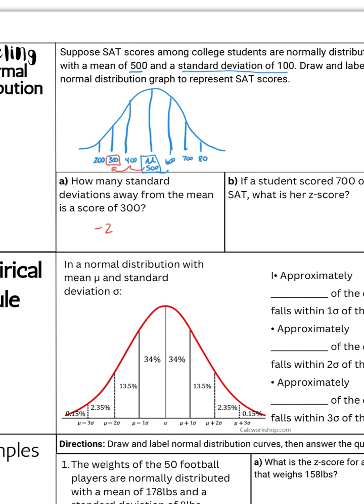If a student scored 400 or 700 on the SAT, what is her z-score? So if I start in the middle, I go up, this is 1, z is 1 here. I go up 1 more, and z is 2 here. So z is equal to 2. And let's just say 2.0. So that's how you do z-score and how you would label a normal distribution curve.